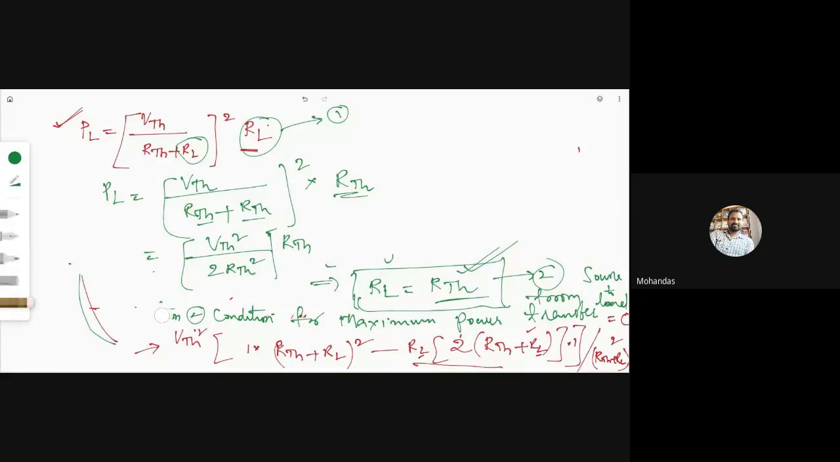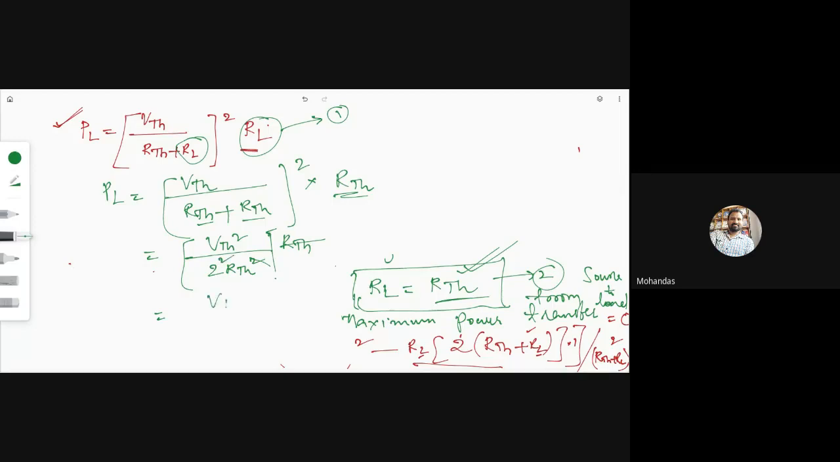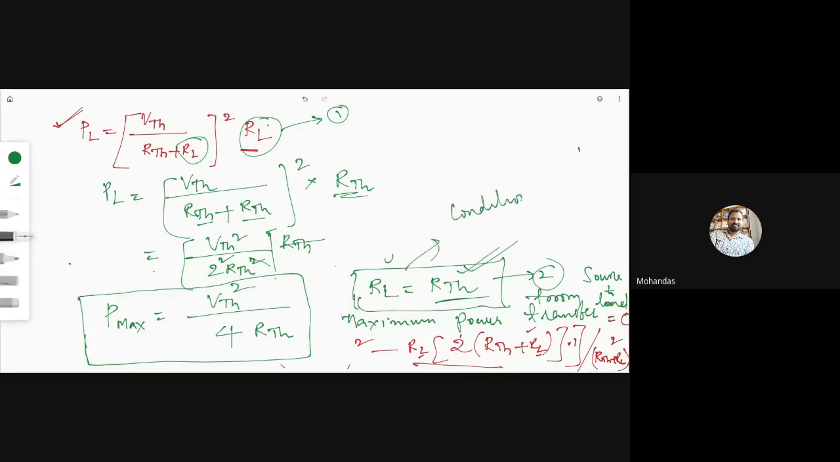If you simplify here, you will get V Thevenin square, and R Thevenin will get cancelled out. And this is 2 into R Thevenin, 2 square becomes 4 here. So V Thevenin square by 4 into R Thevenin is the maximum power which can flow. This is the condition for maximum power.